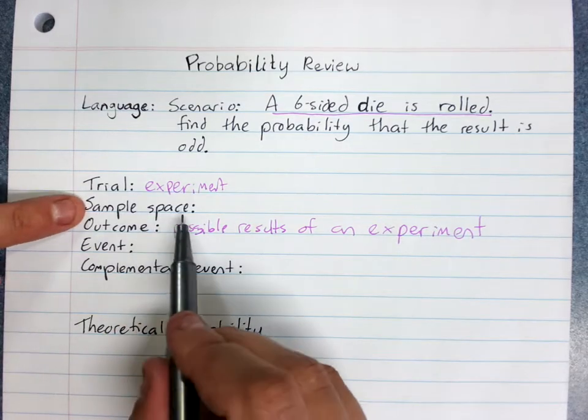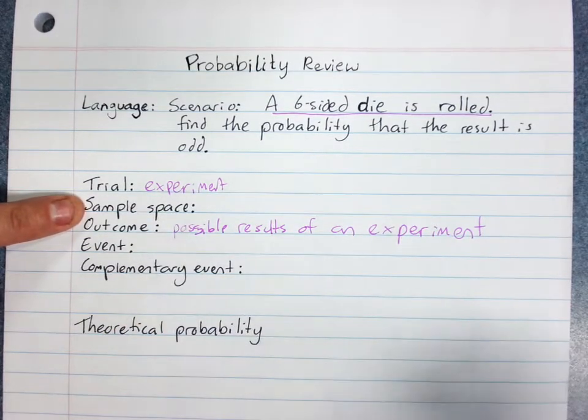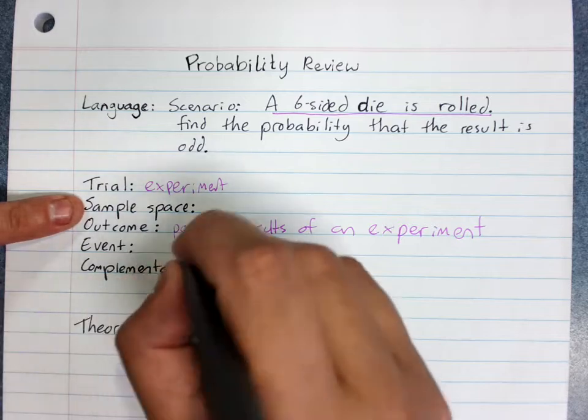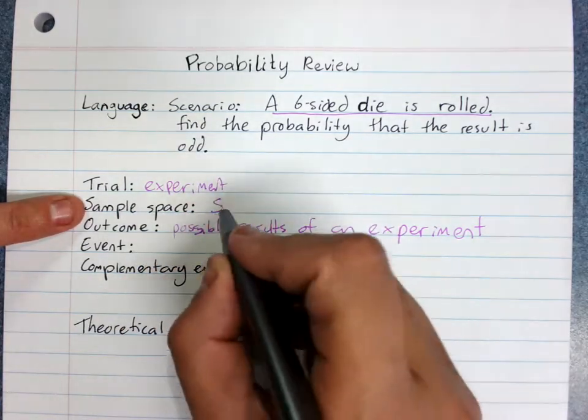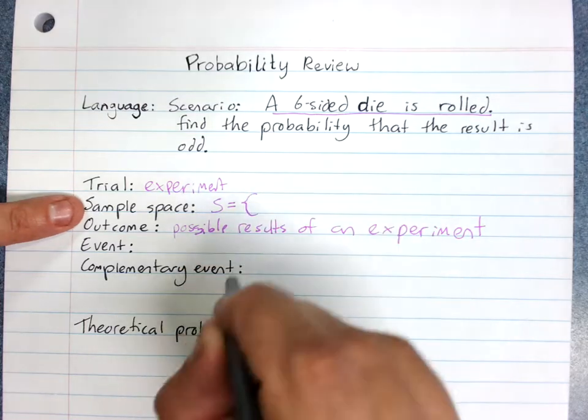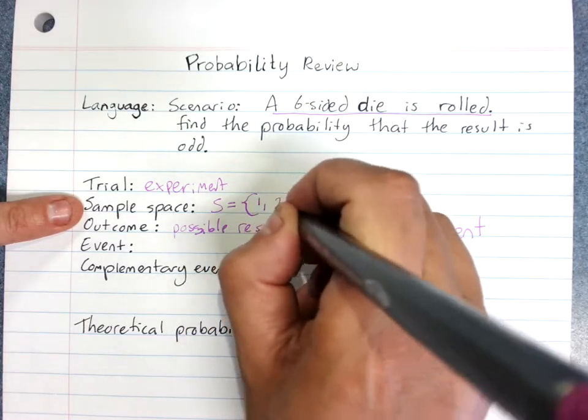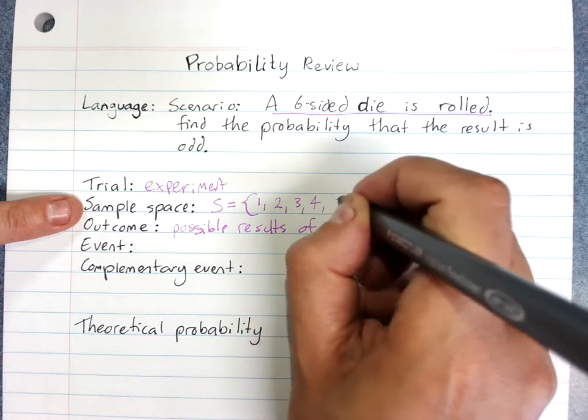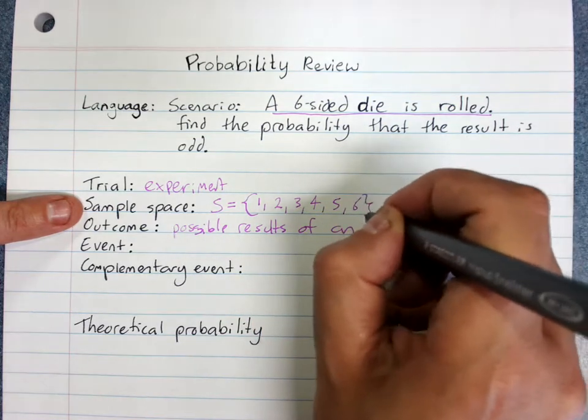The sample space is the list of all possible outcomes for an experiment. It can be designated with S or X or all sorts of different letters actually. It gets curly brackets, and of course the sample space is 1, 2, 3, 4, 5, 6. It is the list of all the possible outcomes.